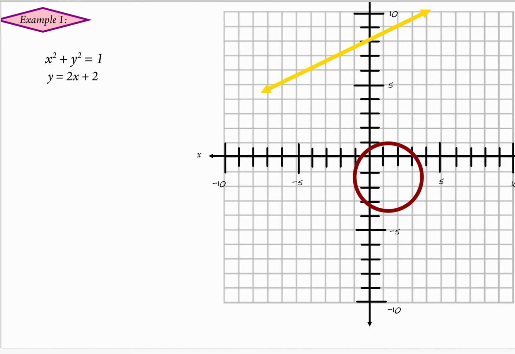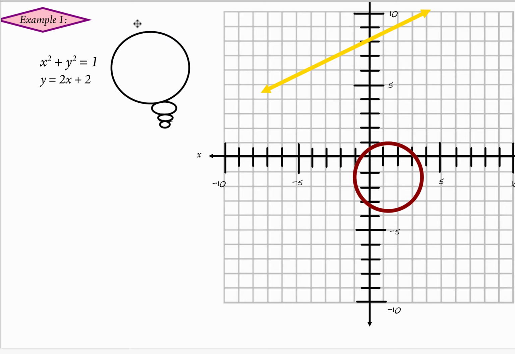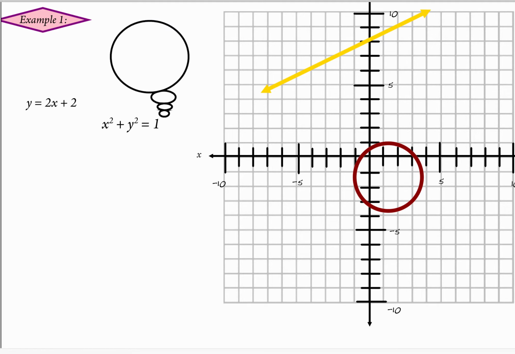All right, so here's your first example. x squared plus y squared equals 1, y equals 2x plus 2. Before we start solving this, I always want to give myself a graphical representation. I want to see what's going on. The first thing, this is a circle. So in my mind, I am going to make sure I have everything straight. For this circle, I know the center is 0, 0, and I know the radius is 1 because I take the square root of that 1 right there.